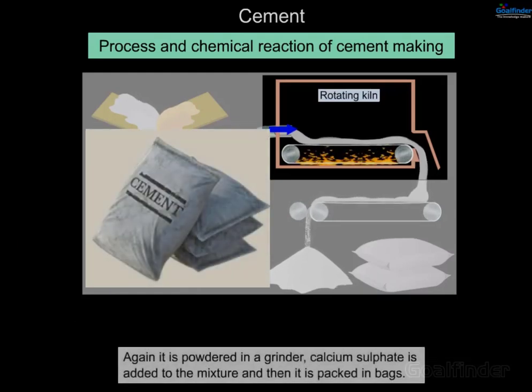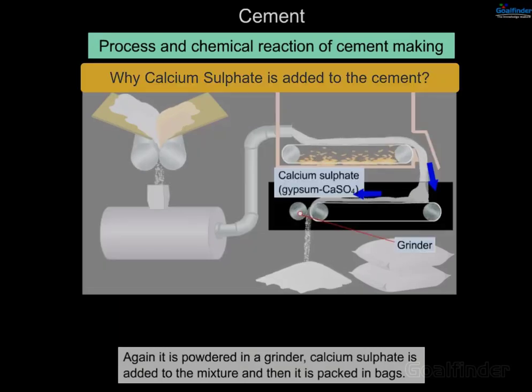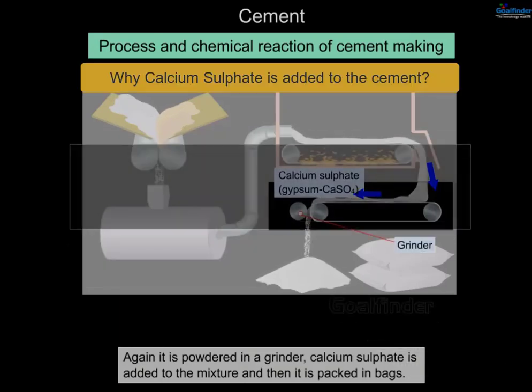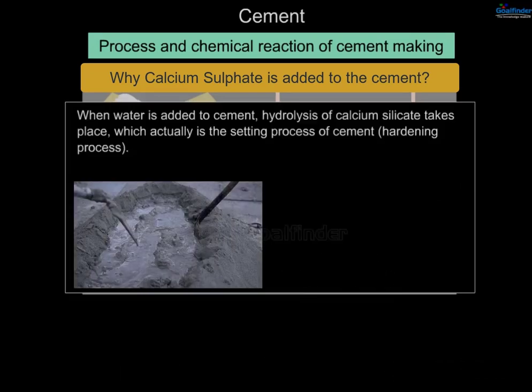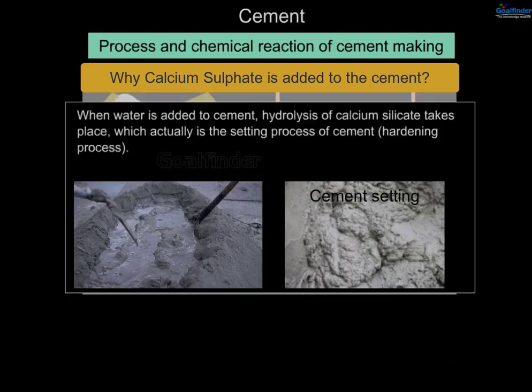Again, it is powdered in a grinder, calcium sulfate is added to the mixture, and then it is packed in bags. Why calcium sulfate is added to the cement? When water is added to cement, hydrolysis of calcium silicate takes place, which actually is the setting process of cement, that is, the hardening process.